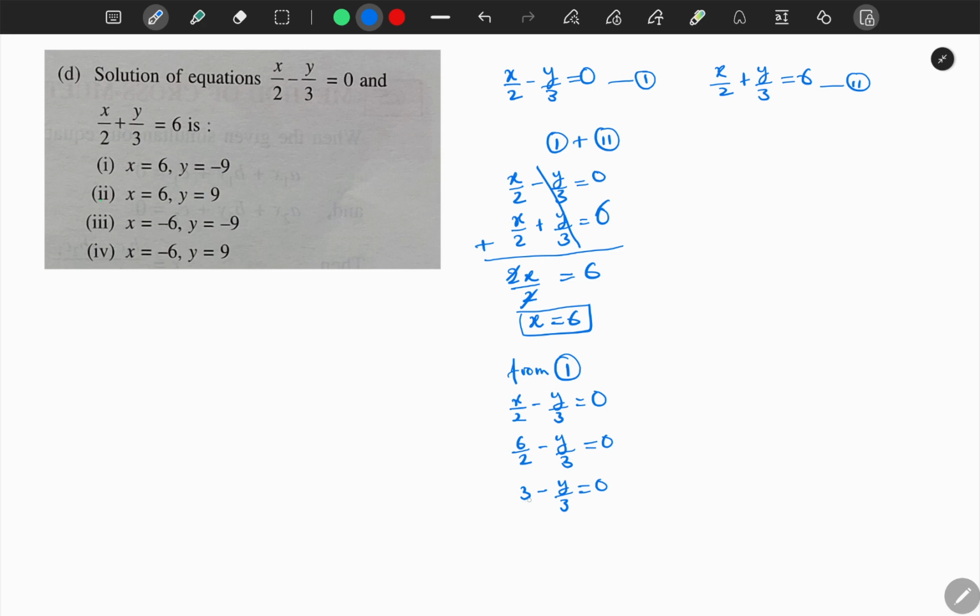This 3 is in addition here. The symbol of 3 is plus. When it goes there, it becomes minus. So minus y by 3 equals minus 3. Okay. And this 3 is in division, so it goes there in multiplication. So minus y becomes 3 times 3 is 9, minus 9. So I can cancel this minus and minus.